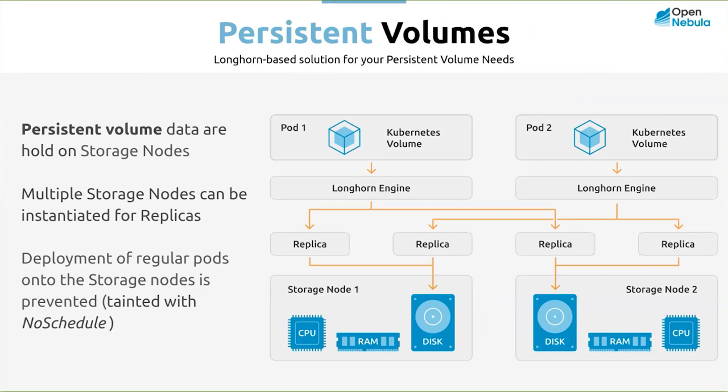As I said before, we label and taint nodes, so it's not possible to deploy user pods into those storage nodes. Yeah, there was a recommendation on the previous slides that at least 3 Longhorn nodes are deployed, but for simplicity, we deploy one, and it's always possible to scale it up to more. Next slide, please.